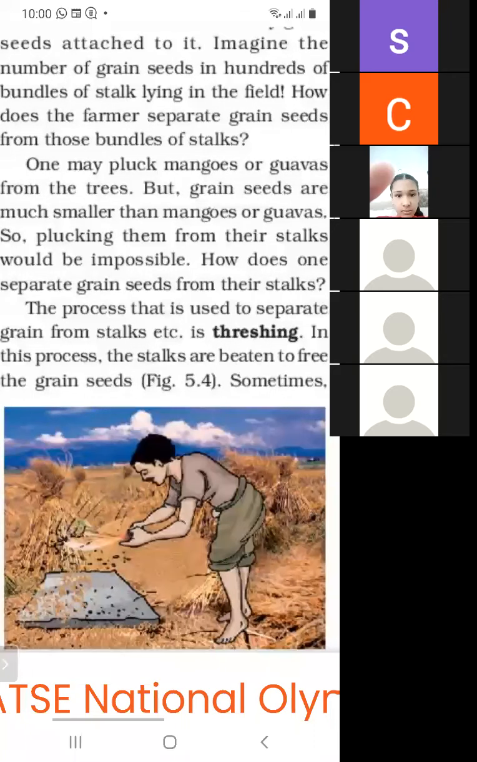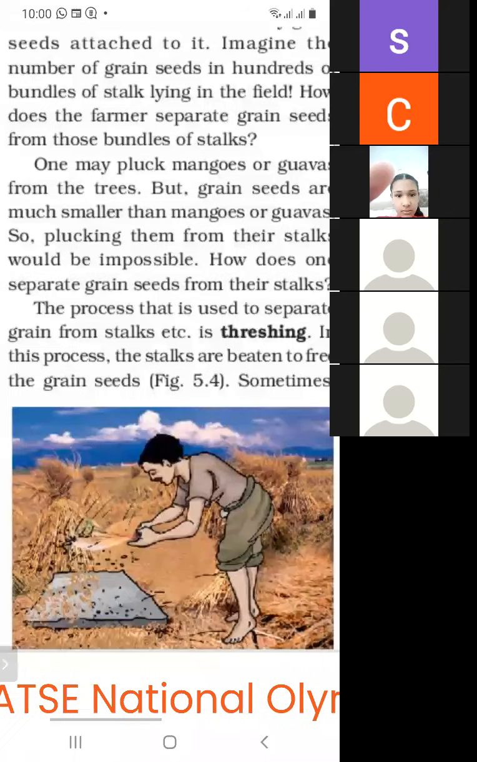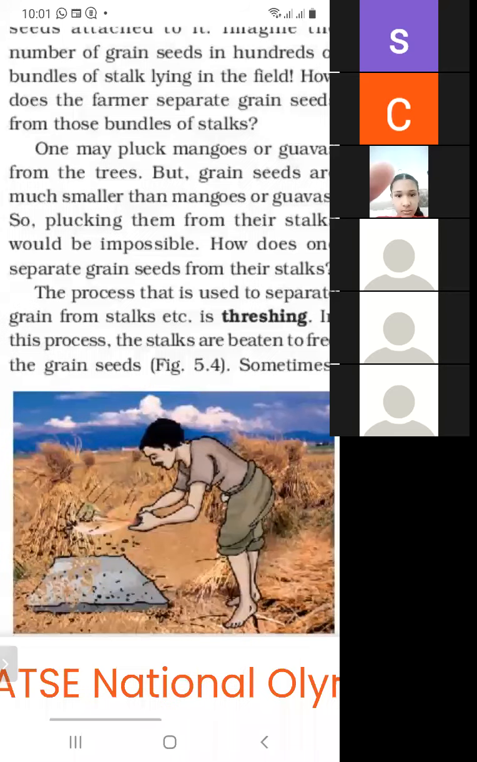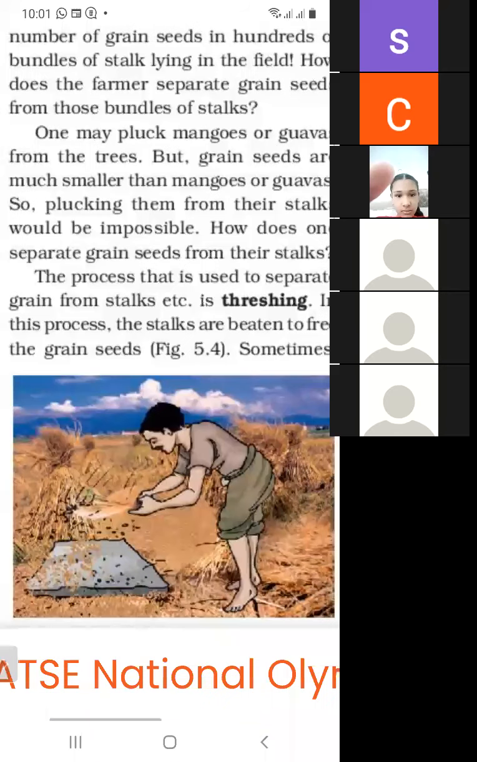We can pluck mangoes from the trees because they are very large, but grain seeds cannot be plucked from the trees or from the field because they are very small in size. So plucking them with the stalk is impossible. What do you mean by threshing? The process that is used to separate grain from the stalk is called threshing.